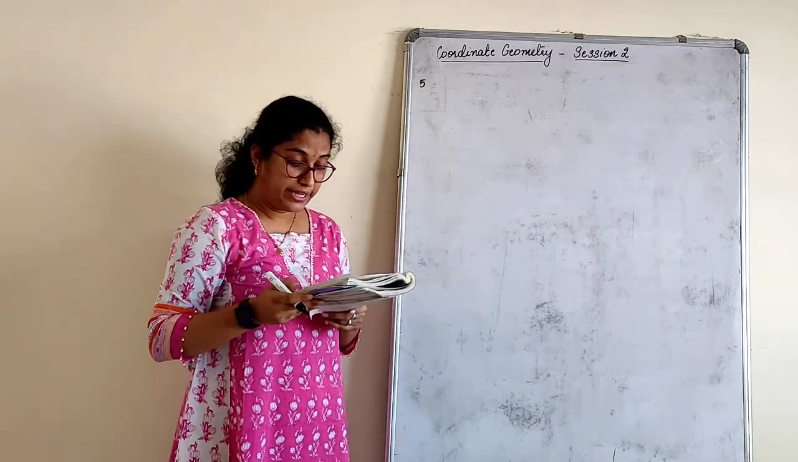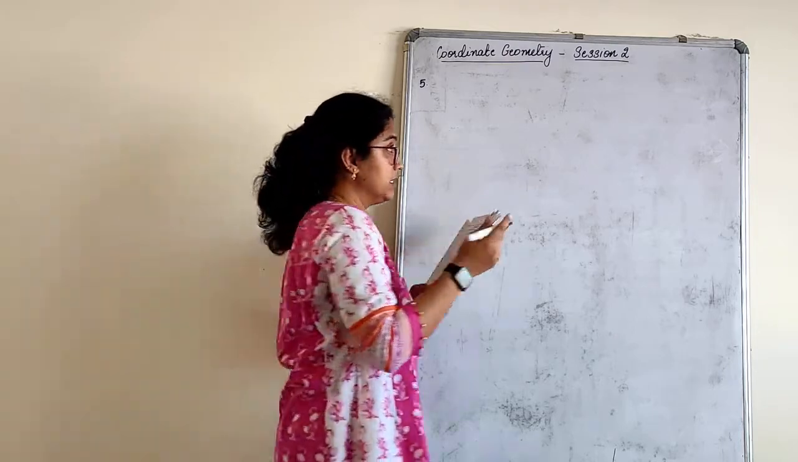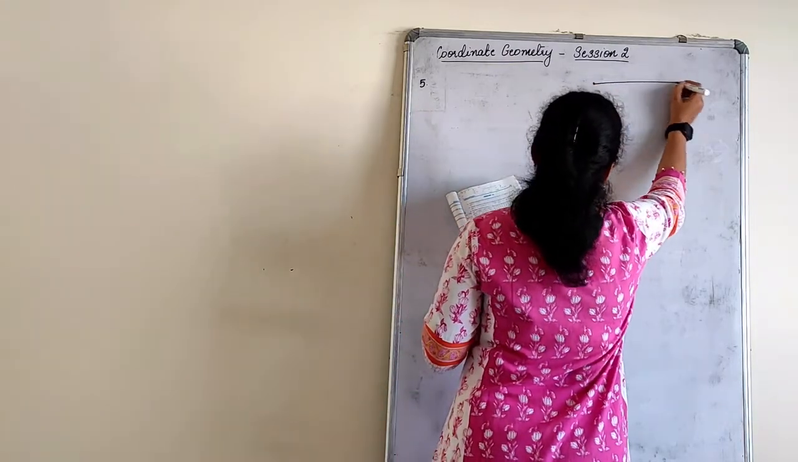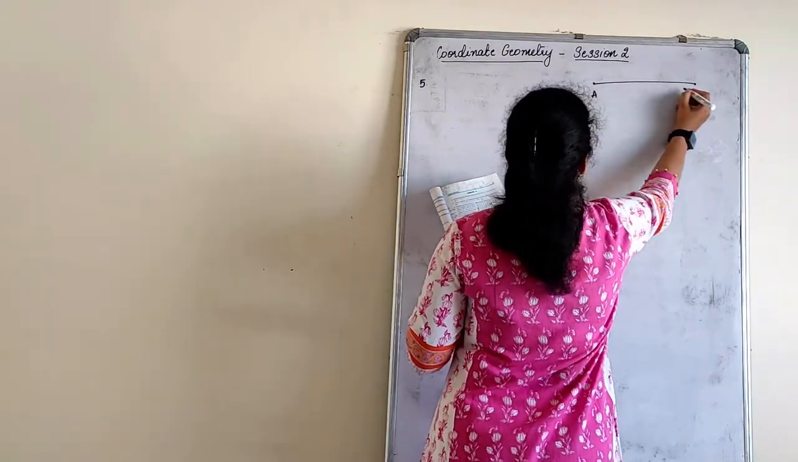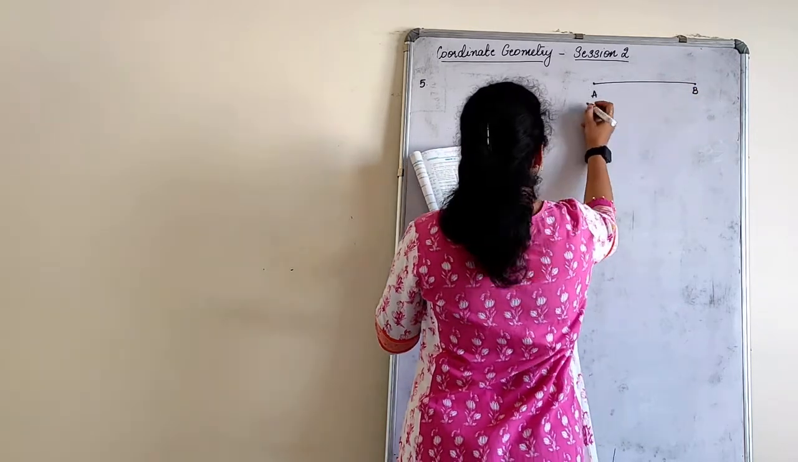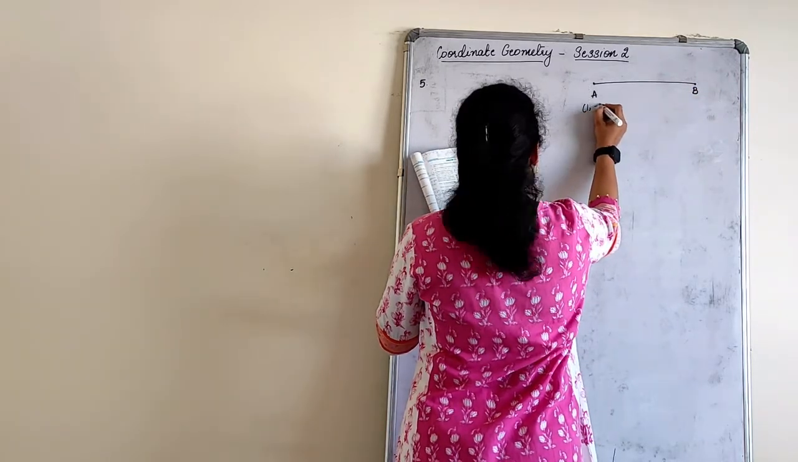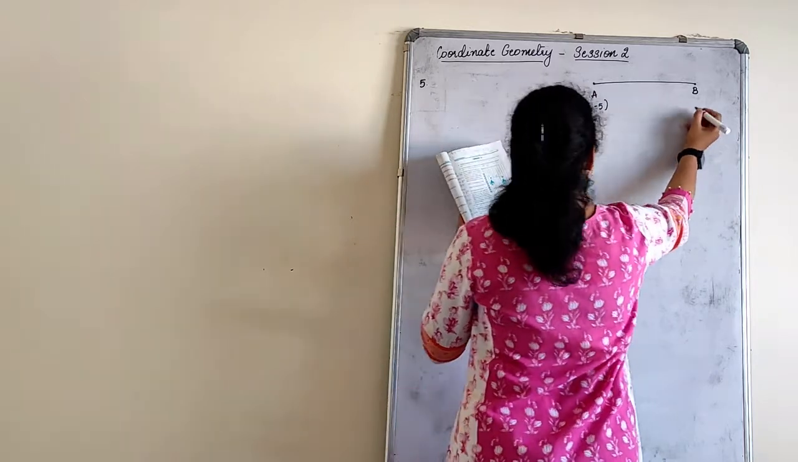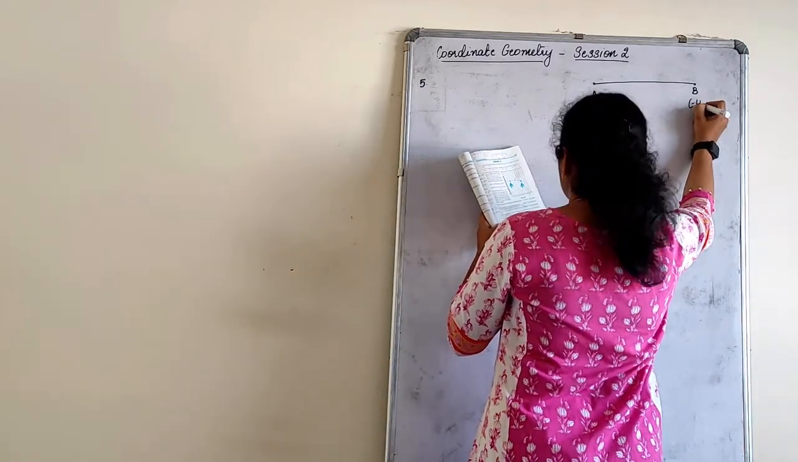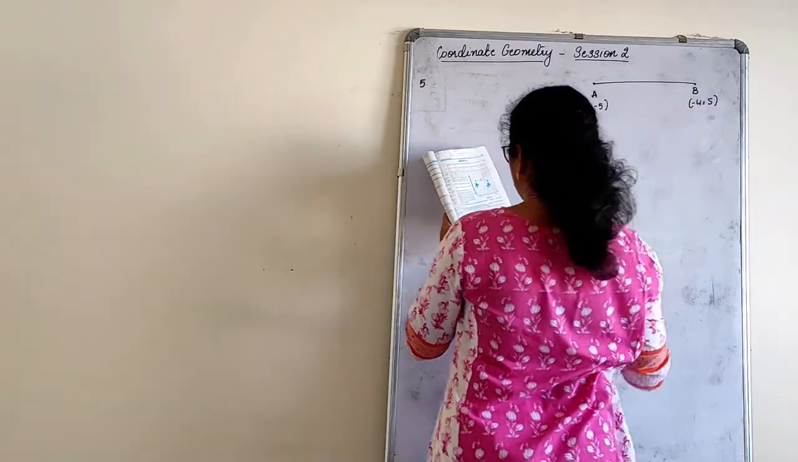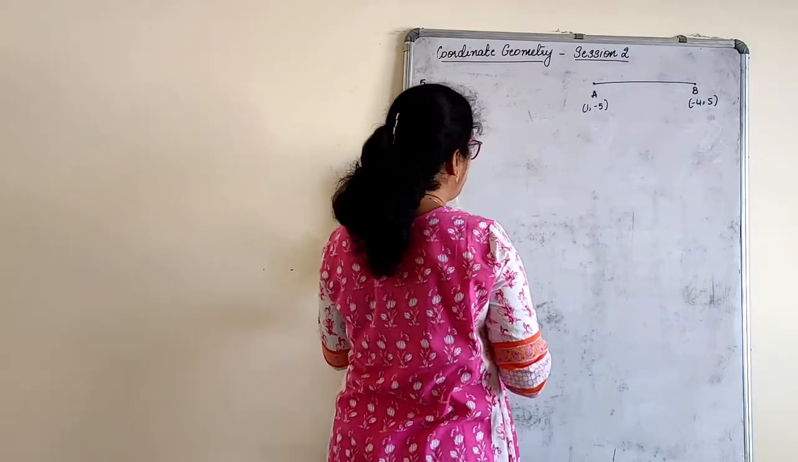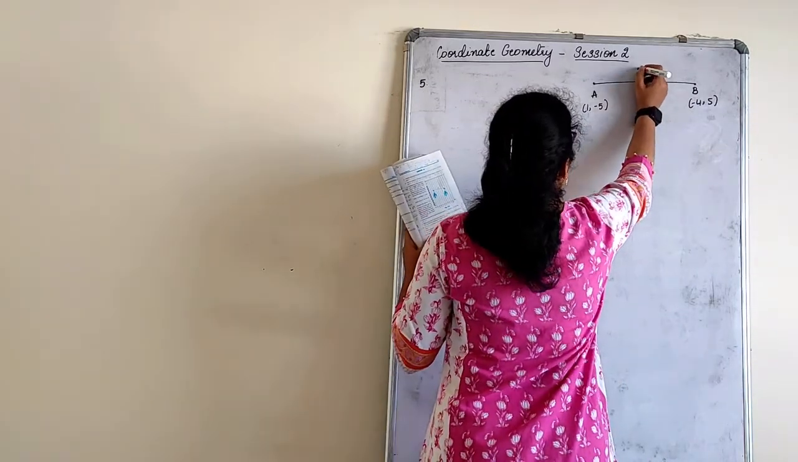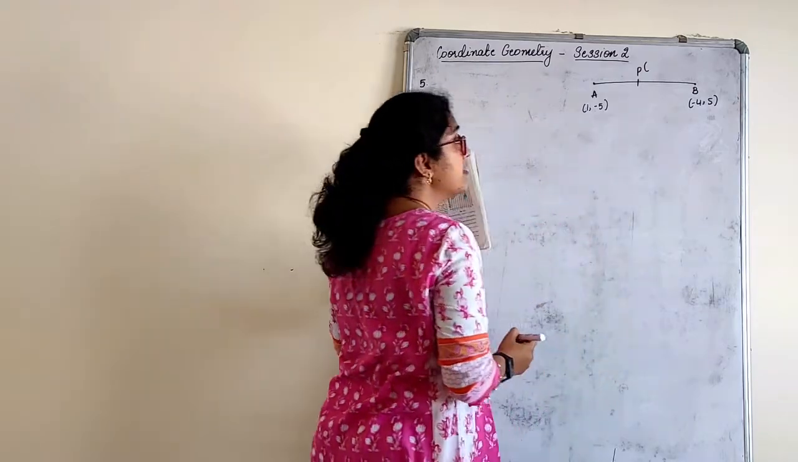Find the ratio in which the line segment is given. Let me just draw a line segment. A is given as (1, -5), B is given as (-4, 5), and it is divided by the point on the x-axis. So this is a point on the x-axis.